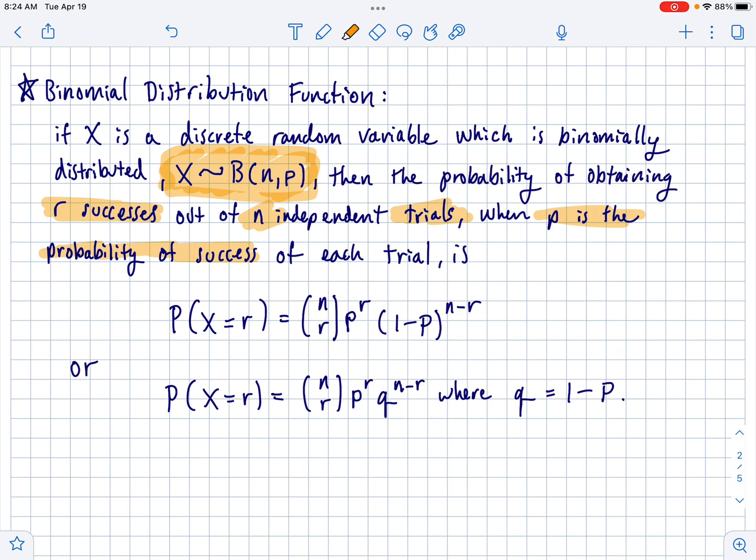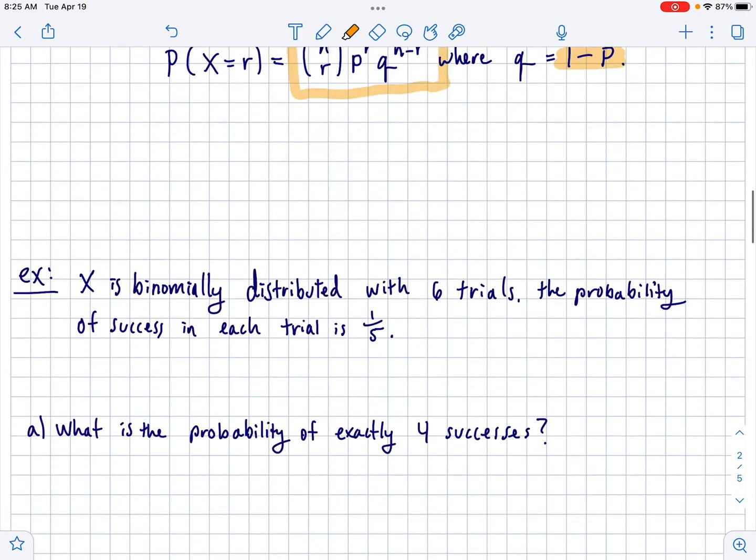The way you find each of these instances, like the probability for a certain number of successes, is using this form right here. First, it's N choose R out front. That's the number of ways that it can happen. Then it's the probability of success raised to how many times you're looking for. And then it's 1 minus P, which is like the complement of success, to the N minus R. Another way to say that is that when Q is 1 minus P, you can write it like this, but it's the same thing. Let me show you guys how to use this.